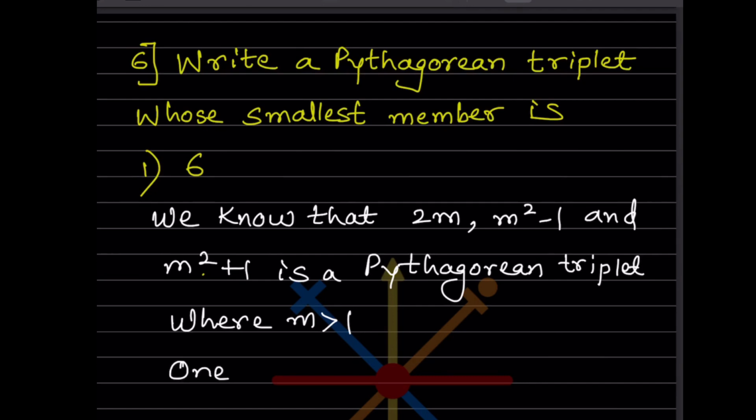So we can write here one number is equal to 6. So 2m we can write here, that is 6. So m is going to be what? Therefore 2m is 6. So this is multiplication over here. So m is going to be 6 divided by 2. That is going to be 3.